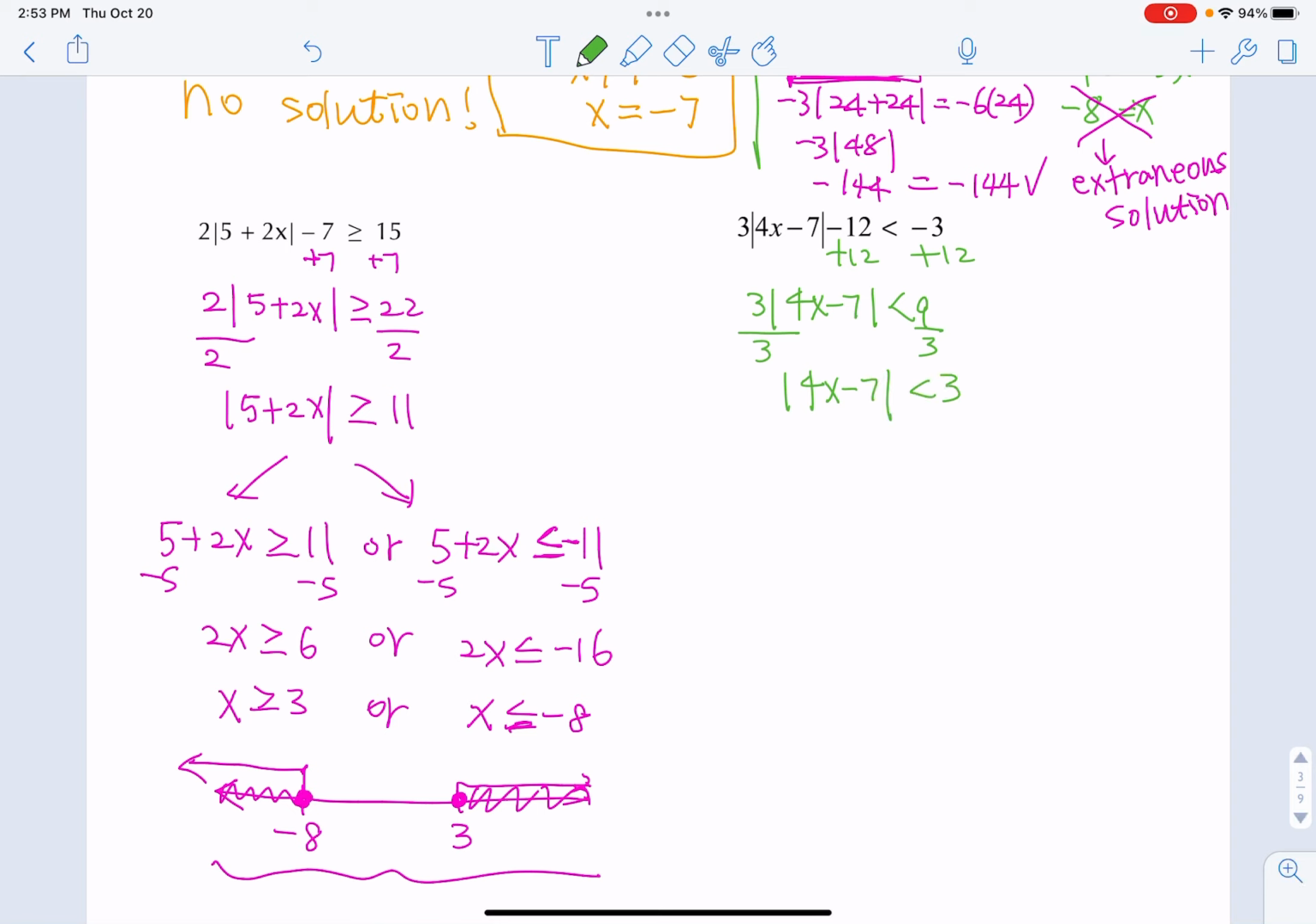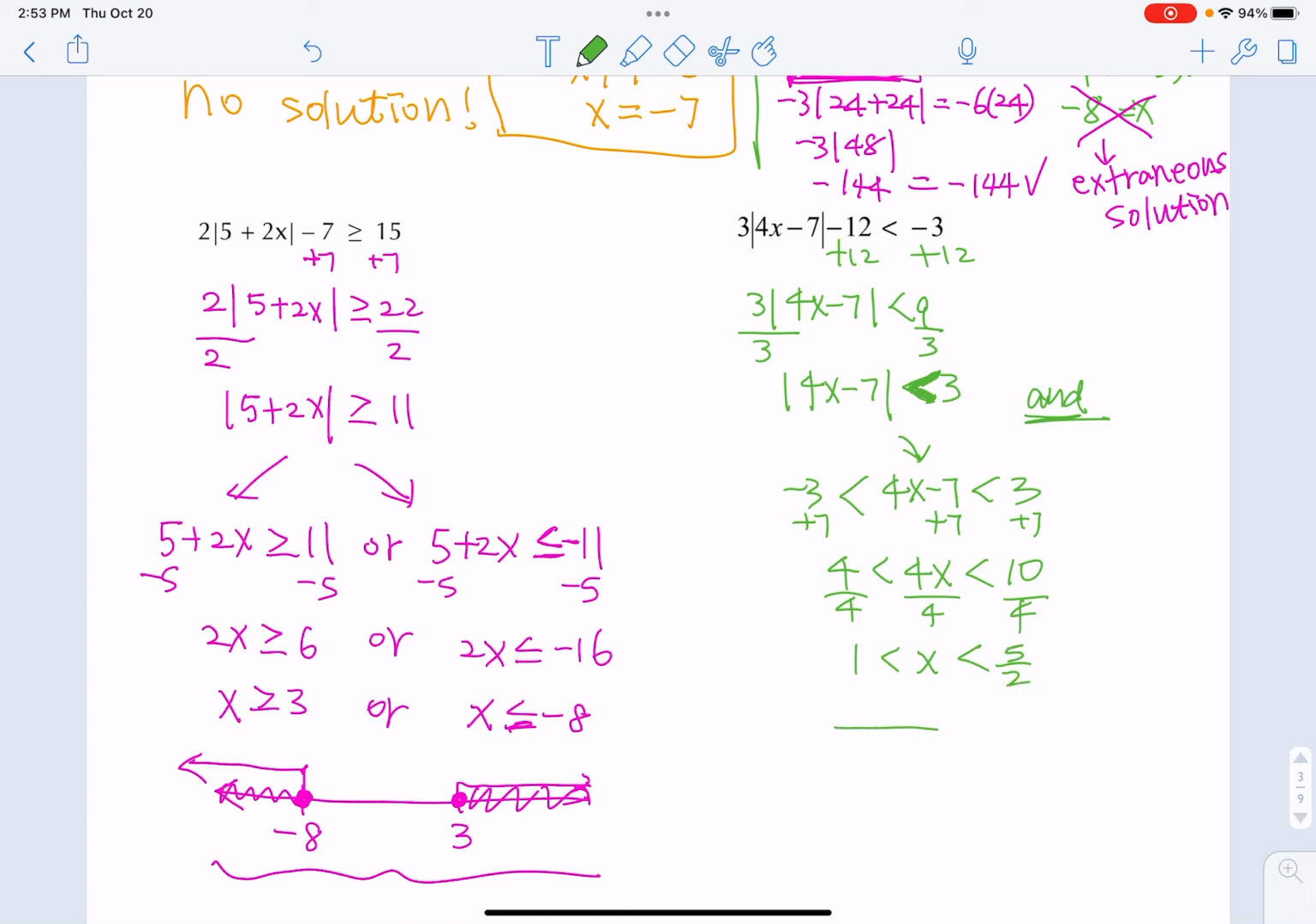Also you set up two inequalities, but for less than it is connected with the and. So especially if it's a less than, you can set up one inequality instead of two inequalities. You can say 4x minus 7 in the middle greater than negative 3, less than 3, because it is an and. So you set it up as a compound inequality. You add 7 on both, and 4x is greater than 4, less than 10. Divide by 4 on both. So x is greater than 1, less than 5 over 2.